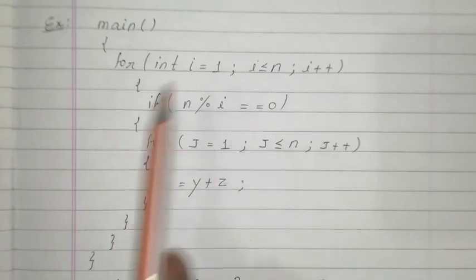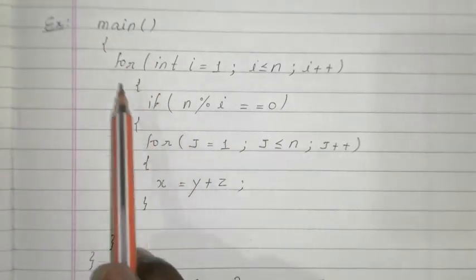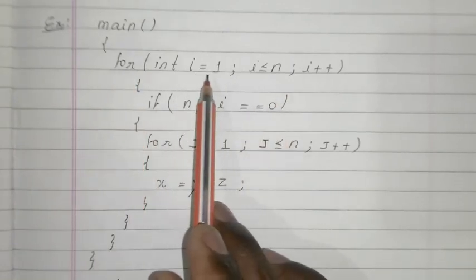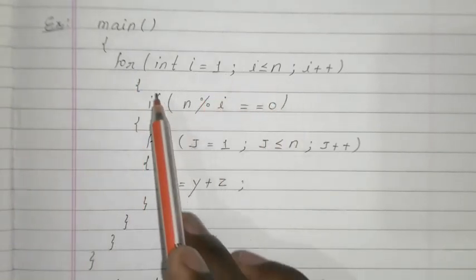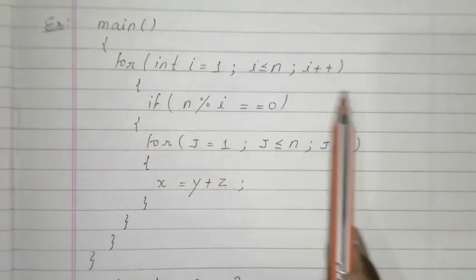So this is a program of how to find a prime number. A main program is given. Inside main, a for loop is given. A for loop will iterate from 1 to n times. Inside for, a condition is checked: n mod i is equal to 0.